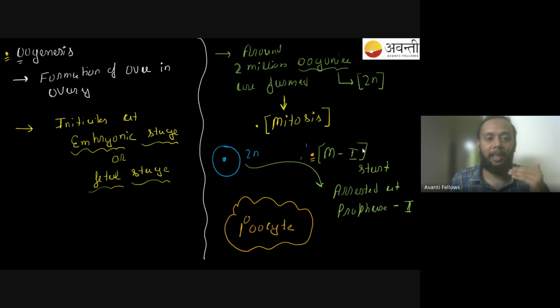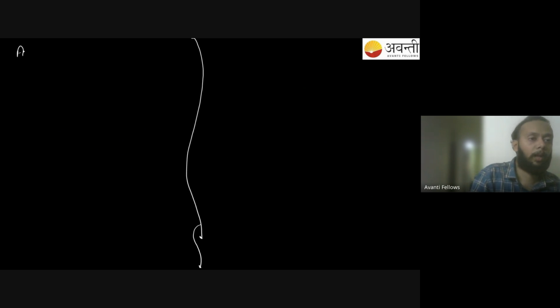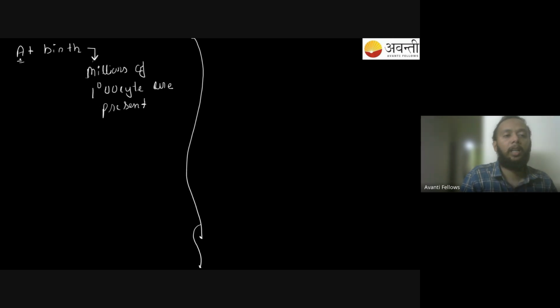So what will happen now? At the time of birth, when the baby is born, you have around millions of primary oocytes present. And when I say these primary oocytes are present, please remember they are the ones in an arrested state. They are arrested at prophase 1. They are going to be present over there, right?